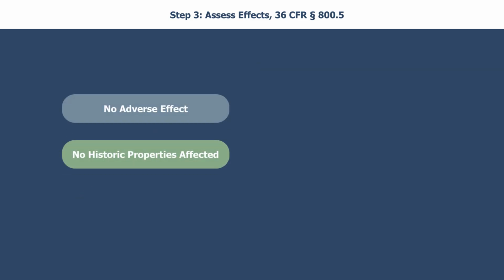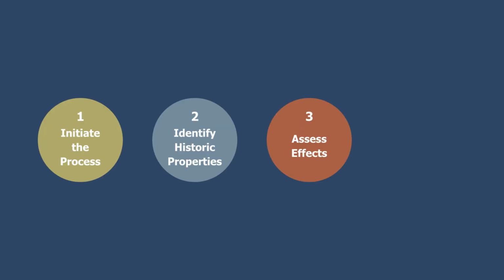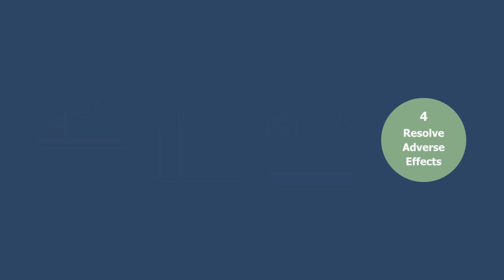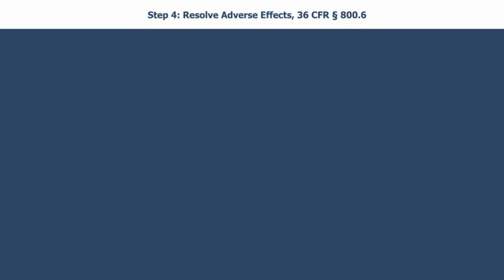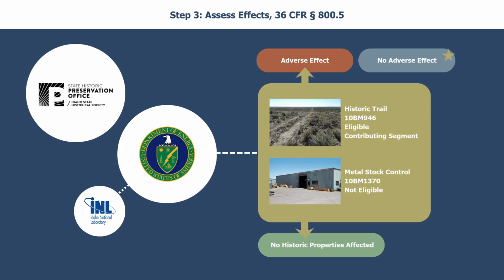If the project results in a no adverse effect or no historic properties affected finding, the consultation process is complete. If there are adverse effects, the process continues. That brings us to step 4, resolve any adverse effects. Some undertakings that impact historic properties may result in a finding of no adverse effect if the SHPO and federal agency can agree during the review process to avoid or minimize minor impacts.